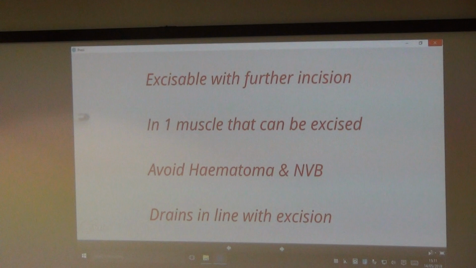Ideally, if possible, one muscle or one compartment of muscle can be excised with the lesion, and biopsy routes should avoid neurovascular bundles and hematomas too. Of course, if you do bleed into that space and form a large hematoma, that is potentially contaminated with sarcomatous tissue. And should you do open biopsies in certain areas and it does bleed, then the drains are not put eccentrically, they're put in line with the excision that we would use to conduct a definitive resection.